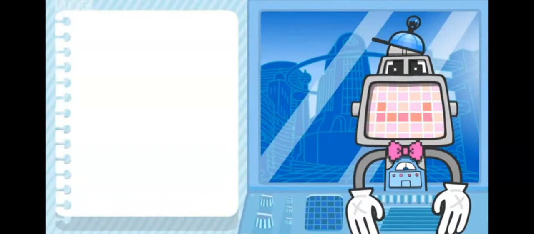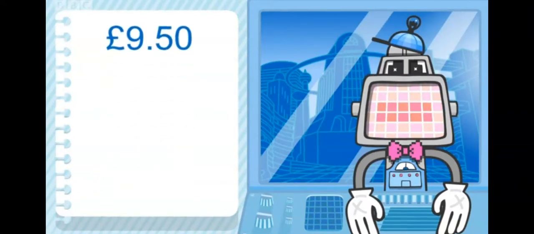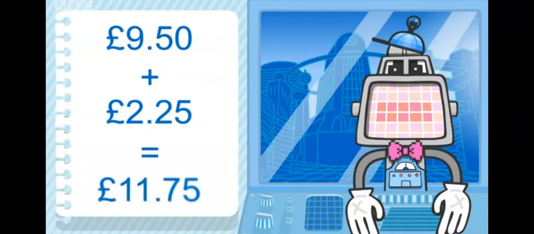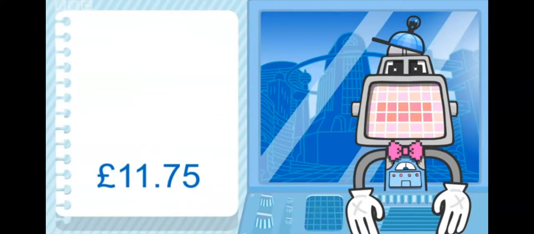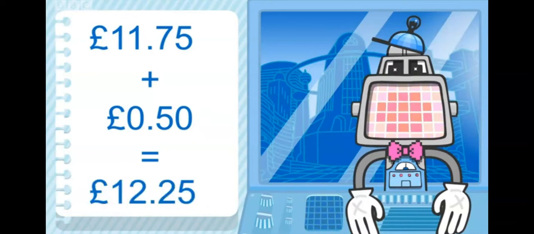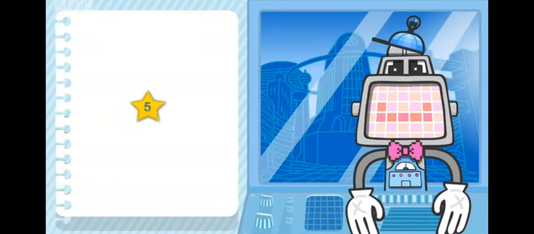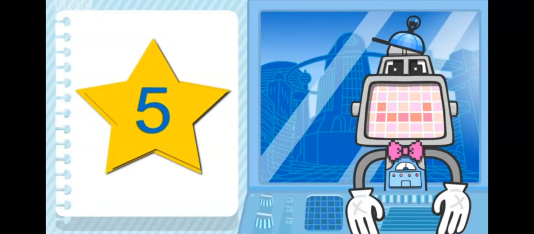Time for the answer then, so that's over to Matrix. To begin with, the till contained £5. The first customer paid £4.50, making a total of £9.50. The second customer handed over £2.25. So after that, there was £11.75. The final customer gave 50 pence. That means that the total amount in the till was £12.25. If you got £12.25 as the answer, you scored 5 points. No other answer will do.